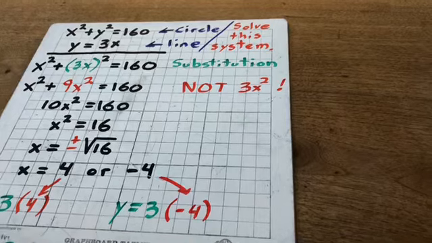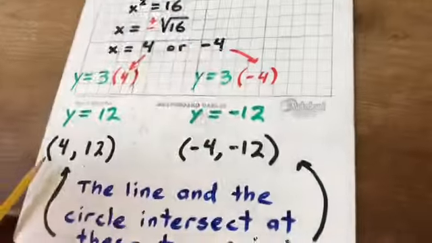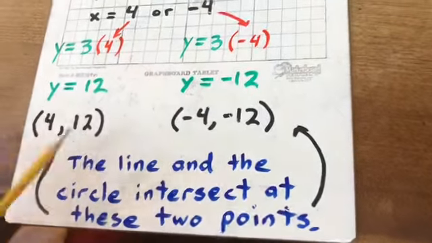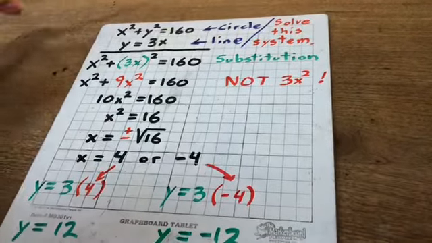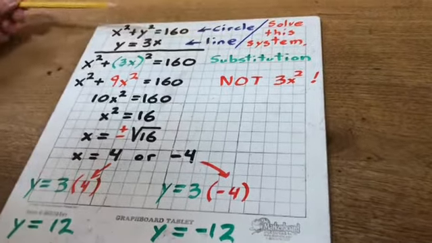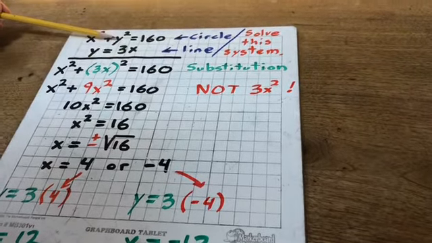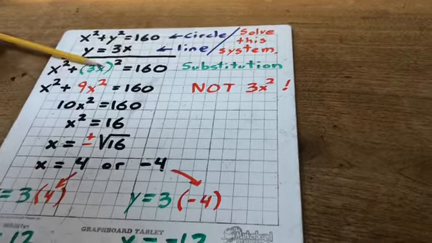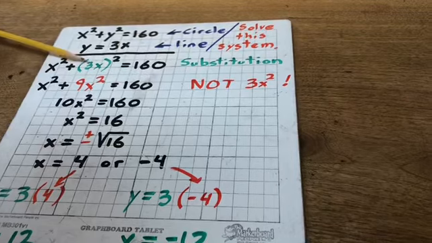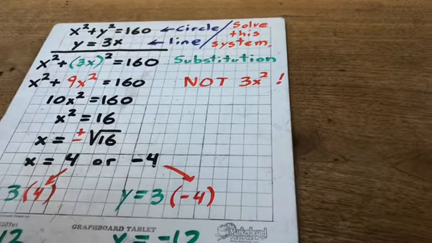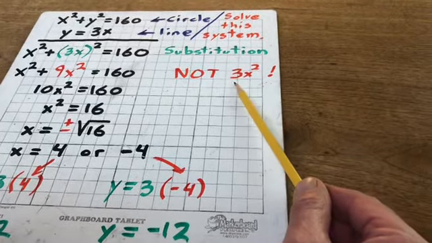Well, the answer way down at the bottom is where the line would go through the circle, at these 2 points. But how do we get there? Well, we start by using substitution. If y is equal to 3x, I'll substitute 3x in for y. Wrap it in parentheses, because when you square it, you square the 3. 3 squared is 9. This is the mistake that some people will make, not in your class, no.